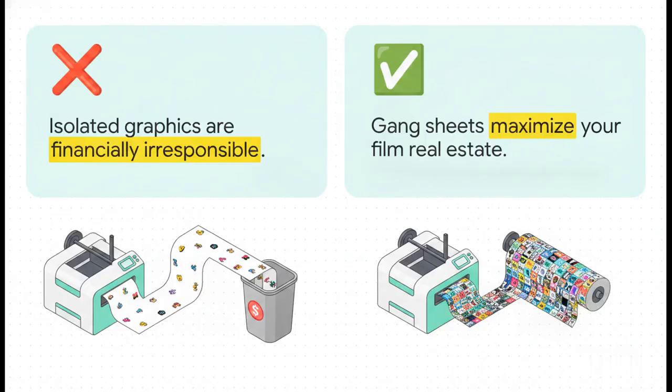On one hand, printing isolated graphics straight down a continuous roll, it's basically paying to feed blank film directly into your trash can. Honestly, it's financially irresponsible. Every single square inch of that film has a hard cost attached to it. On the flip side, the strategic use of gang sheets maximizes your film real estate. The single most direct way to instantly bump up your margin is to make absolutely sure almost every inch of that film is covered in usable, sellable ink before it ever even leaves the machine.